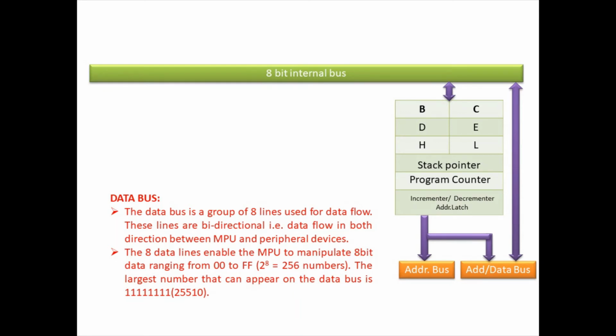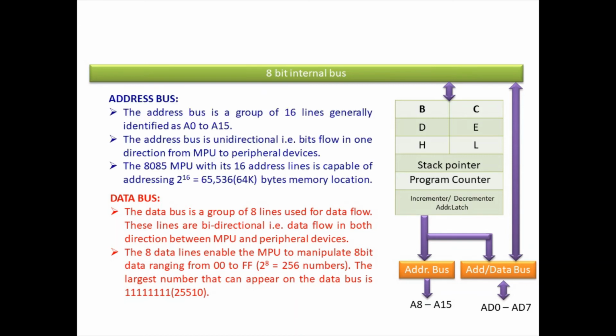The next one is the address bus. This address bus is divided into two: the higher order address bus A8 to A15 and the lower order address bus A0 to A7. So we have 16 address lines, identified as A0 to A15. These address lines are unidirectional, whereas the data bus is bidirectional. These 16 address lines are capable of addressing up to 64 KB of memory locations. So this is about your address and data bus.